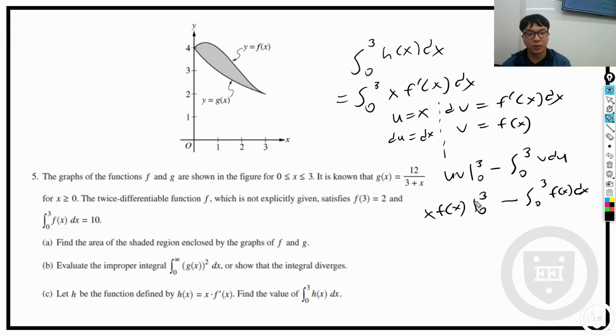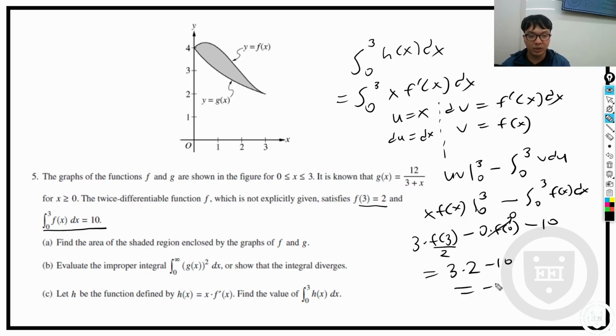x f of x from 0 to 3, we can plug it in directly. We get 3 times f of 3 minus 0 times f of 0. This right value, on the other hand, is given to us right here. Minus 10. Now, f of 3 is equal to 2. And 0 times anything is 0. So we get that this is equal to 3 times 2 minus 10, which is equal to negative 4, which is our answer to part C.